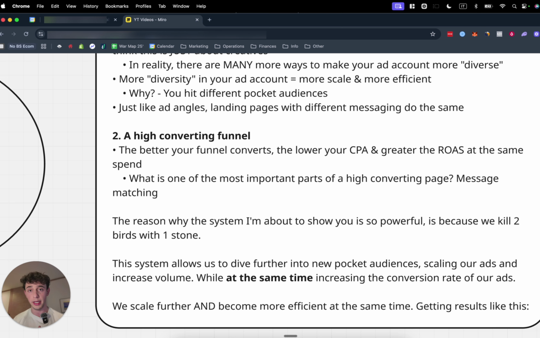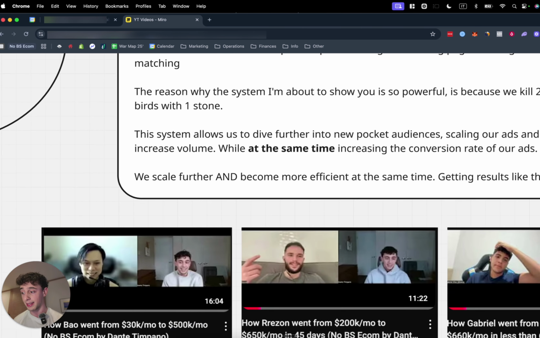The system, we do two things. We get more diverse in the ad account, which scales us already and makes us more efficient. And at the same time, we're increasing the conversion rate of all of these ads that are making us more diverse, right? Call it an infinite scaling glitch, obviously not infinite scaling, but it really does work really well. And that gets us results like this, right?